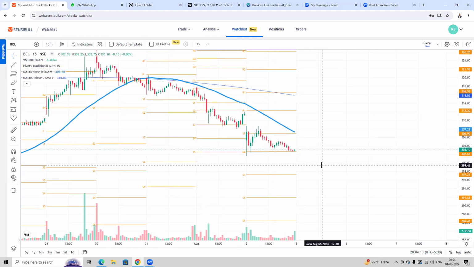Beautiful shorts created at BEL. So the person who is holding this stock, this is the exit. Whenever the pivot is broken and 44 days moving average, this is the exit point. Don't think of this stock till it is crossing 44 days moving average.